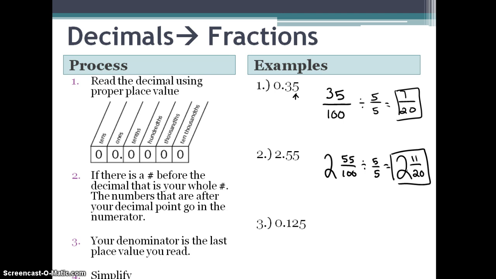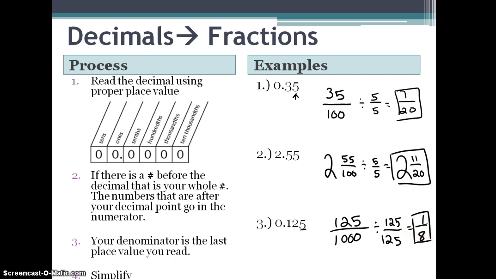Number 3, your number is 0.125. The way you would read that is 125 thousandths. That 5 is in the thousandths place. So your top number, your numerator, is 125. And again, since that 5 is in the thousandths place, our denominator is 1,000. I need to go ahead and simplify that. 125 goes into both, and you can get there a couple different ways. You can divide by 5, you can divide by 25, you can divide by 125, and this is going to equal 1/8.